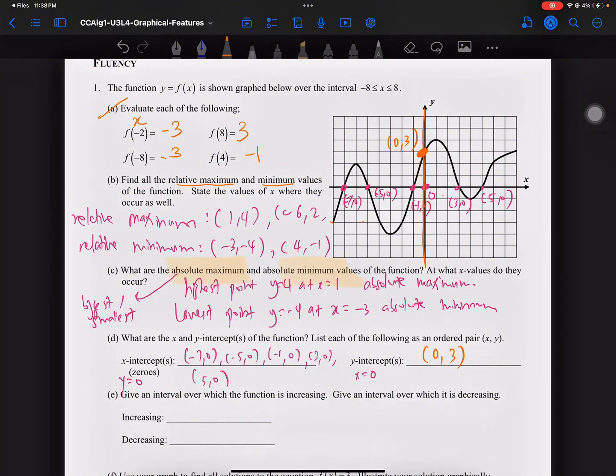A function can have many x-intercepts but only one y-intercept, because when x equals 0, you can only get one y value.